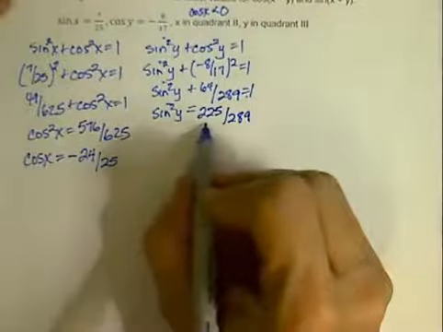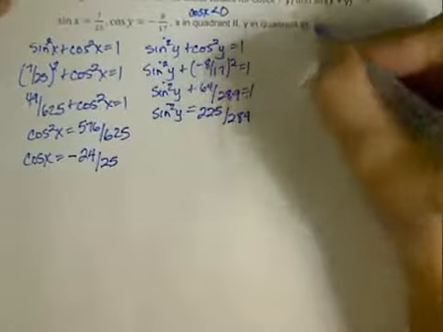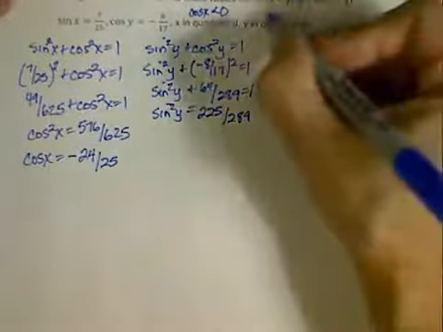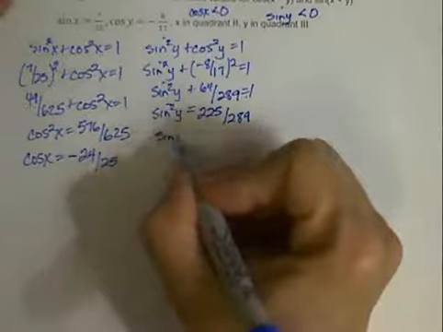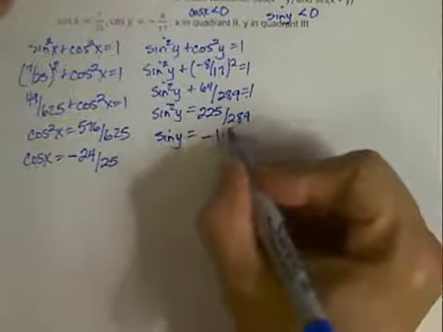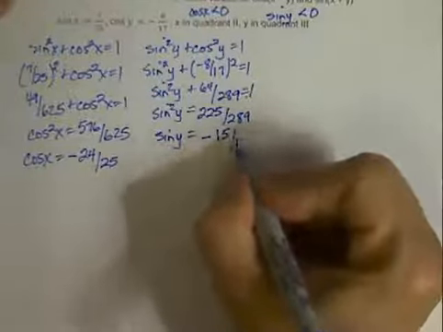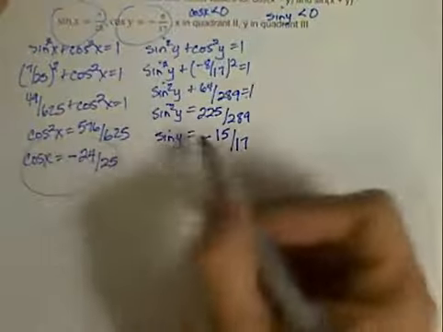Now we want to solve this for sine of y. When we look at our information up here, it says y is in quadrant 3. That means sine of y is going to be negative. We're going to take the square root of this and then take the negative value. That's going to give us negative 15 over 17. So now we have all four values that we need. We have these two and these two.